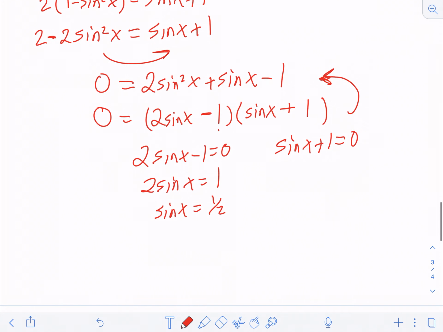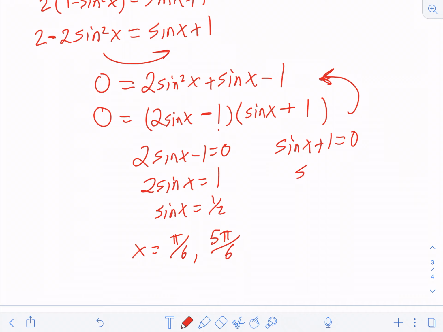Where does sine x equal 1/2? Well, that's going to be when x is 7, no, not 7 pi. Let's try that again. When x is equal to, whoops, where's it equal 1/2? When x is pi over 6, and when x is 5 pi over 6. And that's where my x is equal to, where the sine of those values are equal to 1/2.